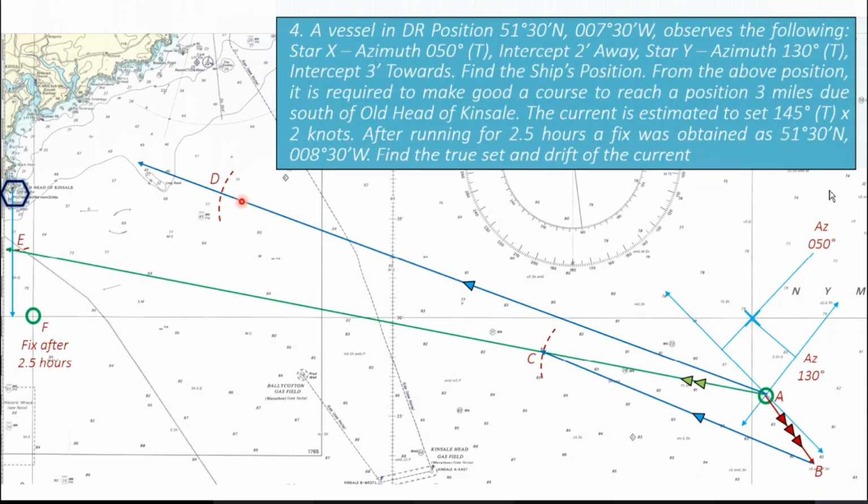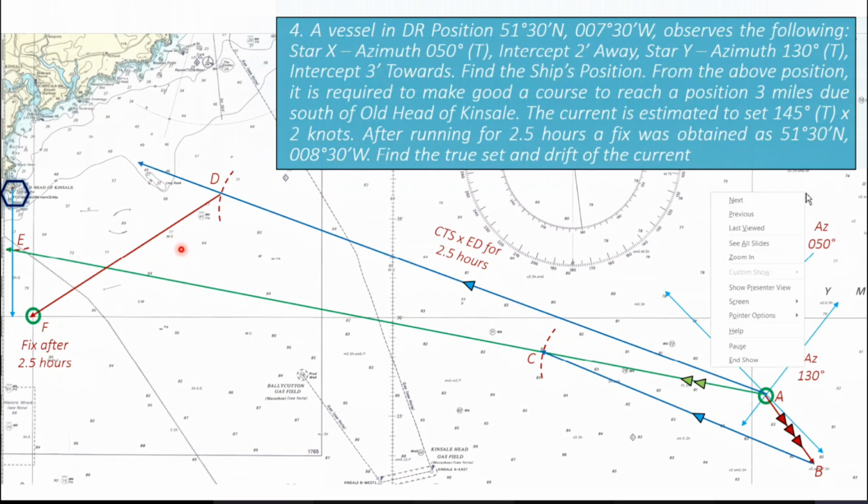Now what I'm going to do is join this Delta with my fix, that is F. So let's join. So we have this line here, Delta to Foxtrot line. I was expecting to be here at point Delta if there was no current, but I'm actually at point F. So this difference between Delta and Foxtrot is basically the effect of the current.